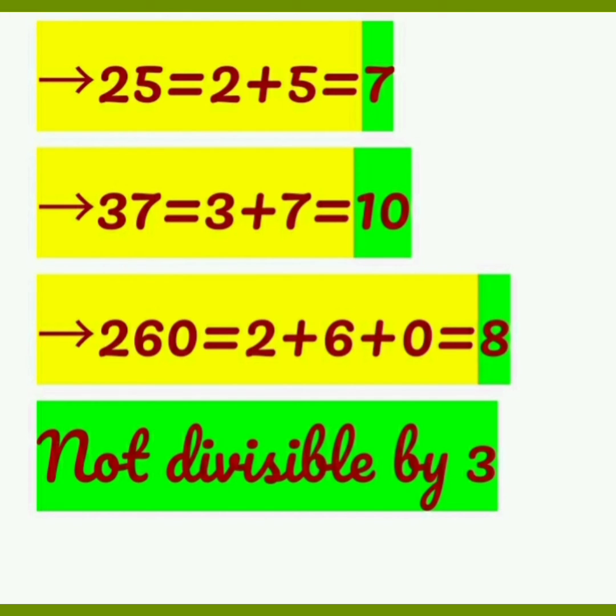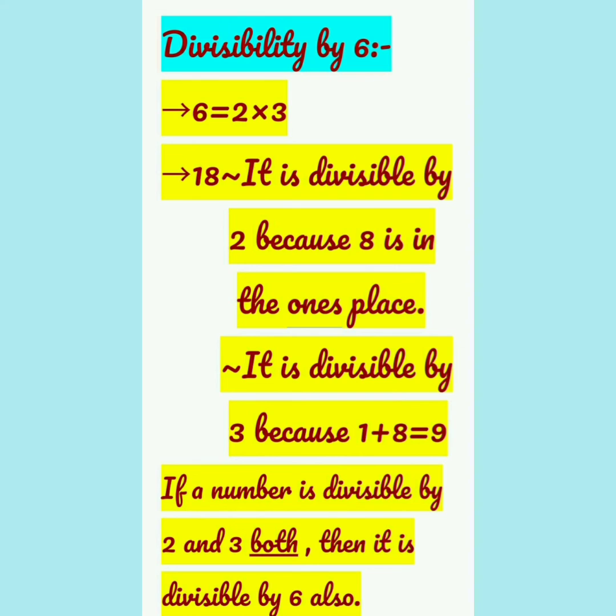Okay. Now next, divisibility by 6. Now as you know, 6 we can write as 2 into 3. That is, 2 and 3 are the factors of 6. So if a number is divisible by 2 and 3 both, then it is divisible by 6 also. That is, the number should be divisible by 2 and 3 also. Then only it will be divisible by 6.